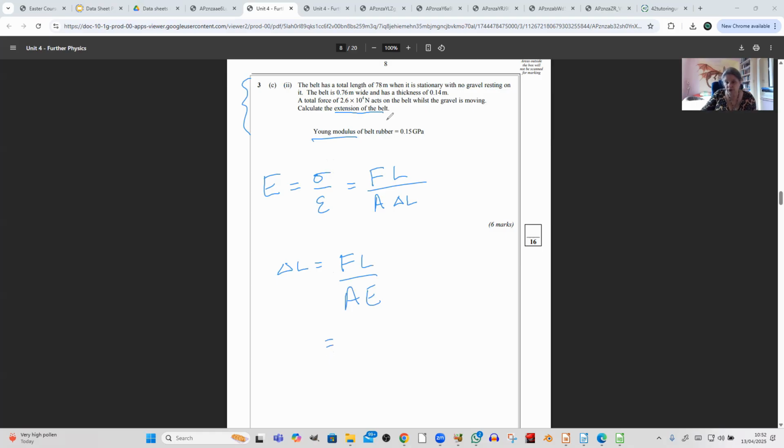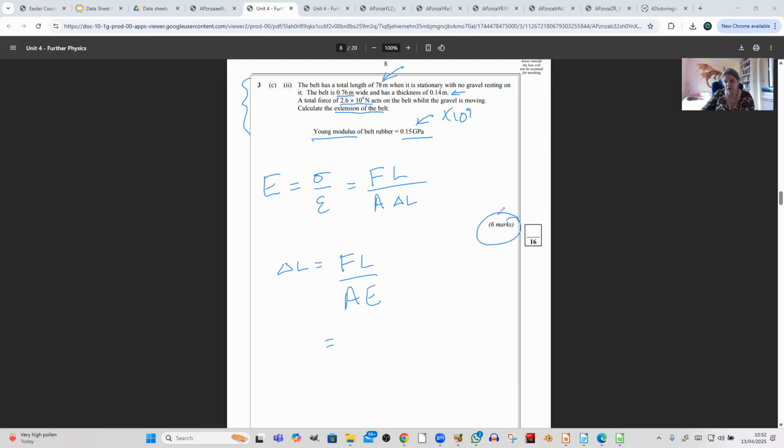And then you just plug your numbers in. You've got your force there. You've got your original length, 78 meters. You've got your area, which you can work out from the thickness of your belt and the width of your belt. They've given you Young's modulus. Giga means times 10 to the 9. Just plug your numbers in and you get the extension. Nothing particularly difficult about that.